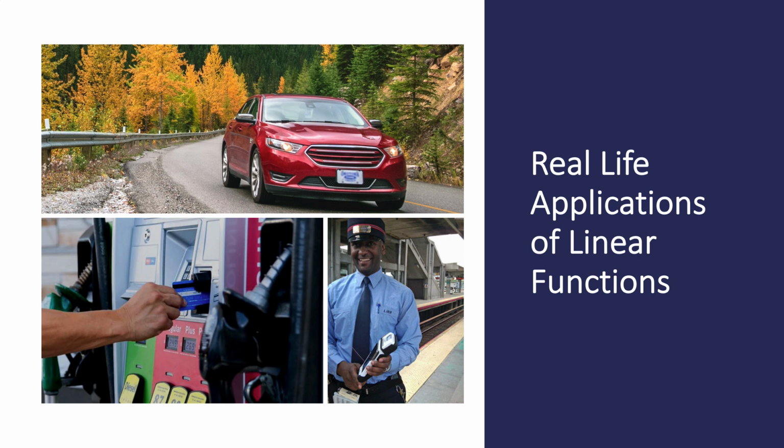1 gallon is $4. 2 gallons is $8. 3 gallons is $12. 4 gallons is $16. 5 is $20, and so on. That's a slope of up 4 over 1, and a y-intercept of 0, because if you don't buy any gas, you start at 0. But that's clearly a linear function. So paying for gas, the output of gas, that's linear.